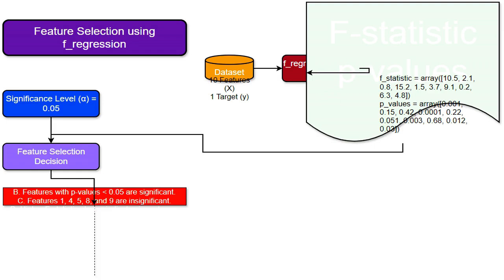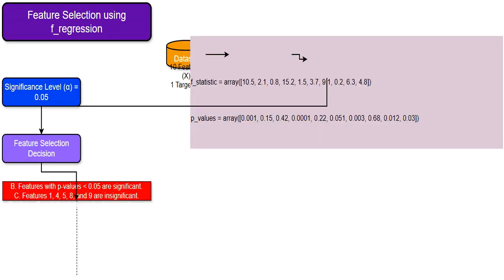The f-statistic measures how much each feature helps explain variations in the target variable. The p-value tells me the probability of seeing this f-statistic if the feature had no effect on the target. This is the array of f-statistic values, one for each feature. A higher value generally suggests a stronger relationship with the target. Feature 0, for example, has a value of 10.5, while feature 7 has only 0.2.